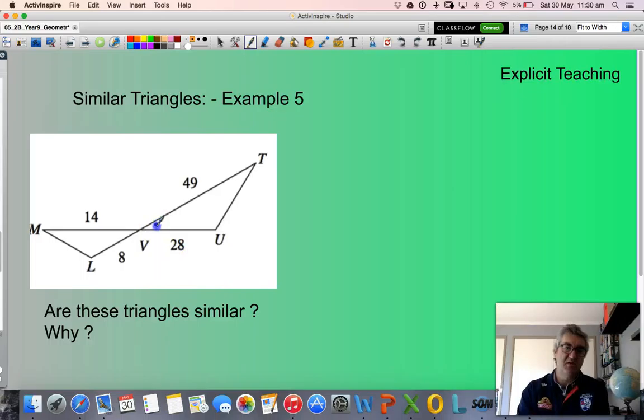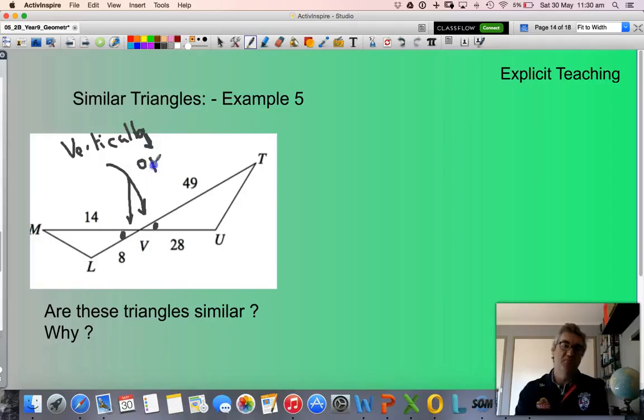I can say that that side there and that side there are vertically opposite. All right, those two sides are vertically opposite. So it means the angles are the same. Now, if that's the case, I can say, well, I'm looking for an SAS. So all I need to do is look to identify my corresponding sides.